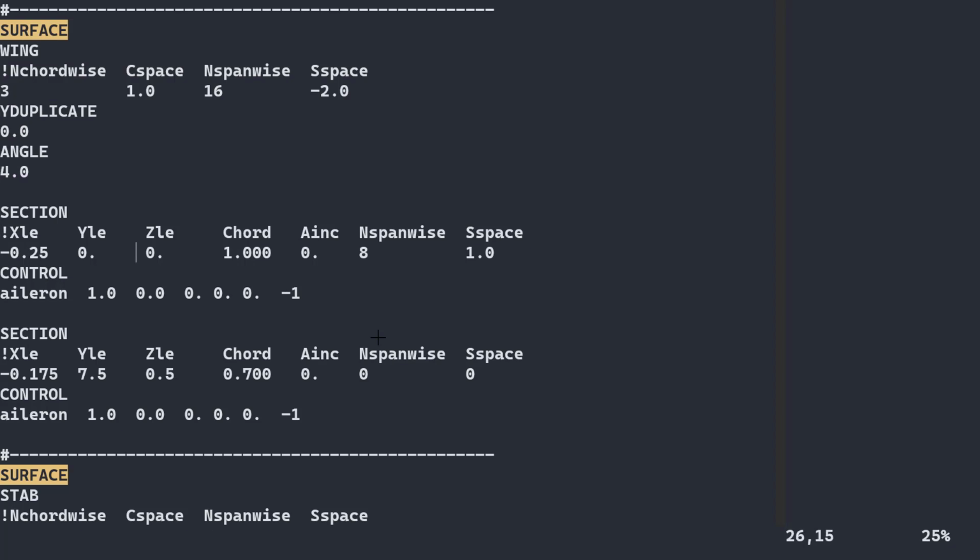So X, Y, Z are the location of the leading edge, right? LE means leading edge. Chord is chord, and there is another incidence angle. That's the angle of that cross section relative to the surface, right?